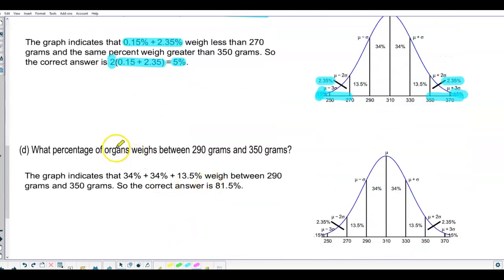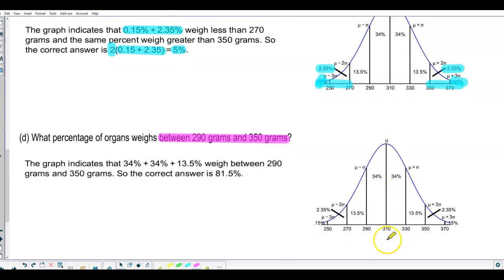Next, we want to find the percentage of organs that weighs between 290 and 350. Here's 290 and there is 350, so everything in between. We have 34%, 34%, and 13.5%. The graph indicates that 34% plus 34% plus 13.5% weigh between 290 and 350 grams. So the correct answer when we add them together is 81.5%.